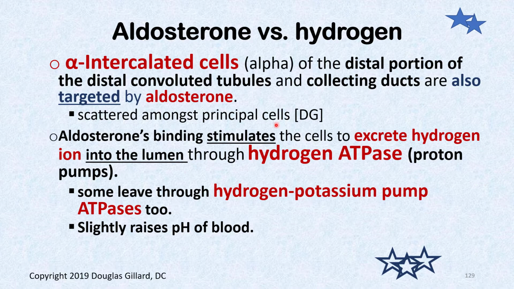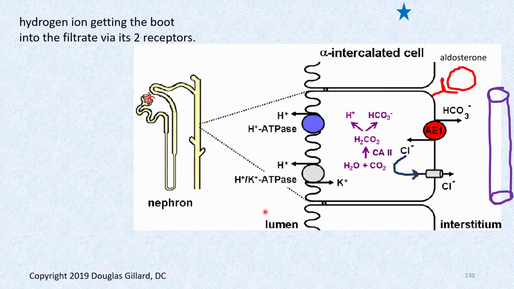And their job is to excrete hydrogen ion into the lumen through the hydrogen potassium ATPase specifically. That's how they go. Aldosterone's binding stimulates the creation of these hydrogen ion pumps or hydrogen potassium pumps. It also makes hydrogen potassium pumps, and it also makes hydrogen ATPases. There's 2 different mechanisms in these alpha intercalated cells that can go. And of course, this is going to slightly increase the blood pH once all this hydrogen ion gets in there.